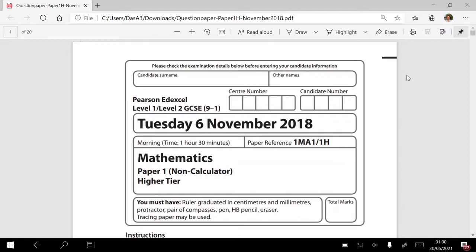So this is Edexcel exam board, November 2018, paper 1.